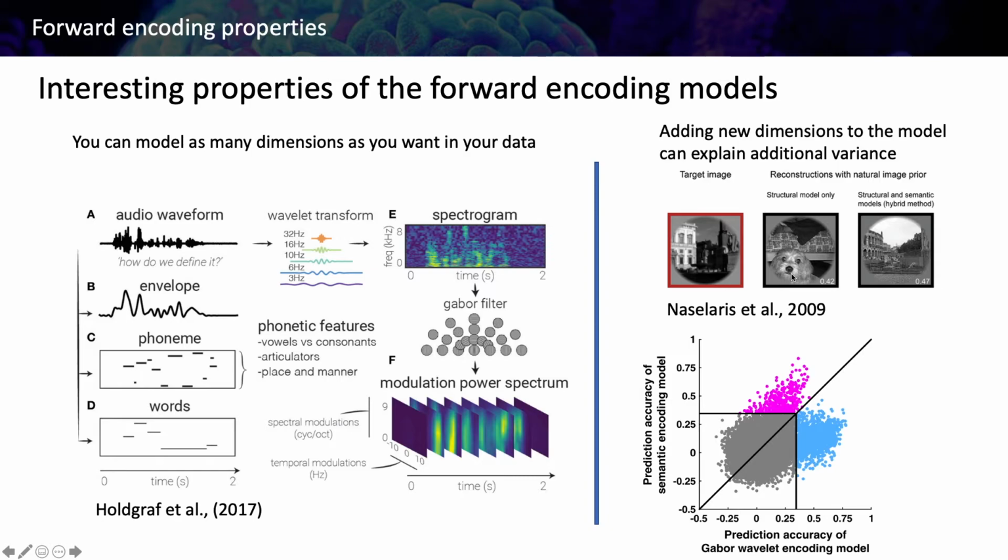In fact, what they saw, comparing a model that only explains information based on wavelets and another that predicts information based on semantics, is that the two models explain very well the information presented in the images, but the semantic model is explaining information that the Gabor wavelet model is not explaining, and vice versa. So the combination of the two models is going to give you in the end the best performance.